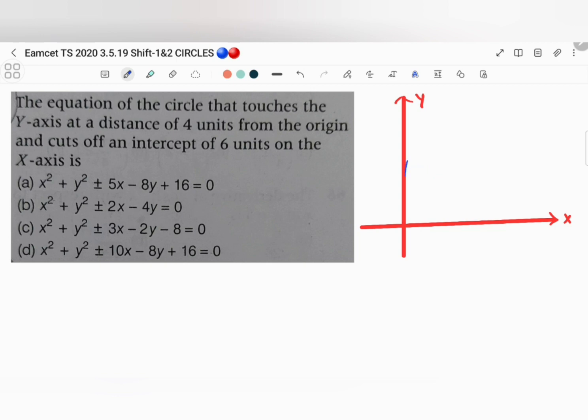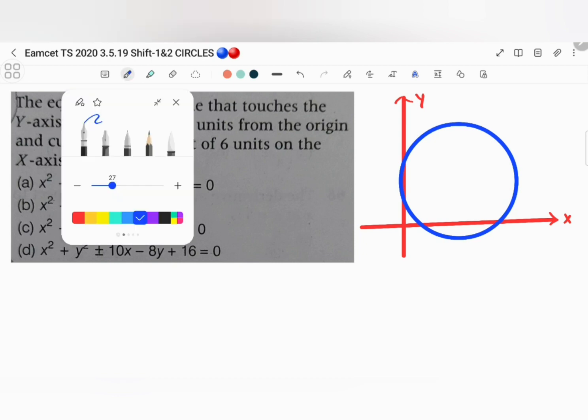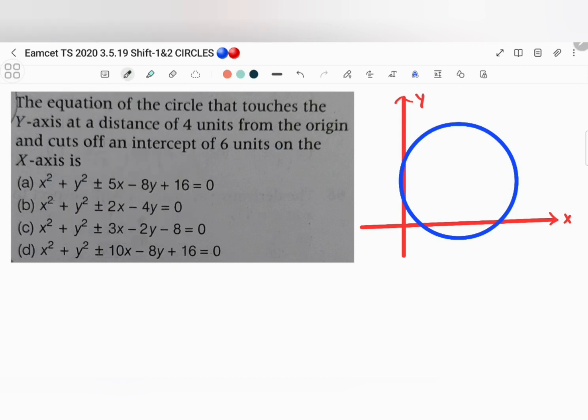Touching the y-axis and making an intercept on the x-axis. Now, from here to here the distance is 6. This AB value is 6. AB is equal to the x-intercept length, that is equal to 6 units. What is the x-intercept length formula? 2 root over g square minus c.